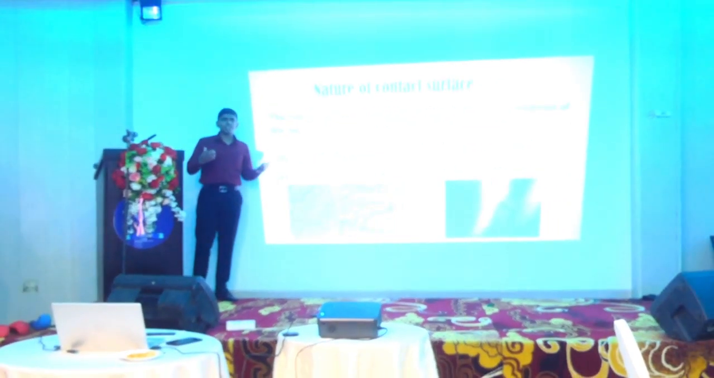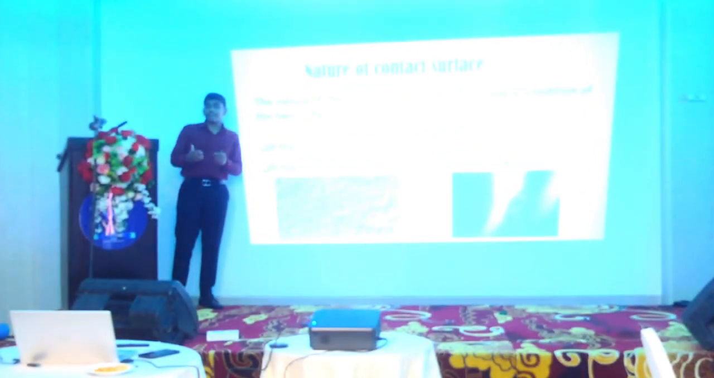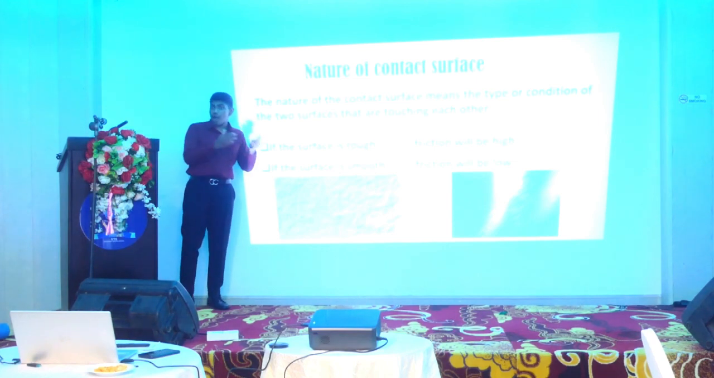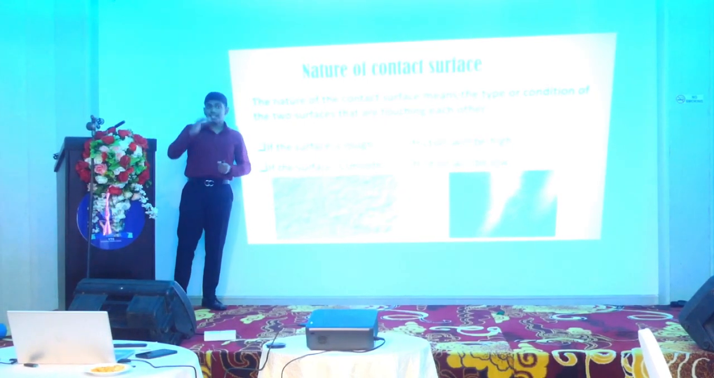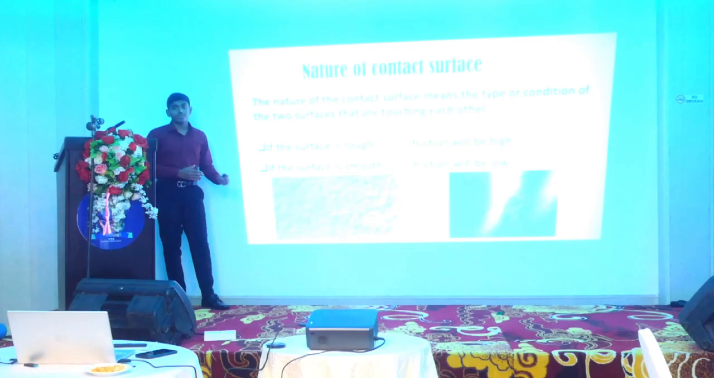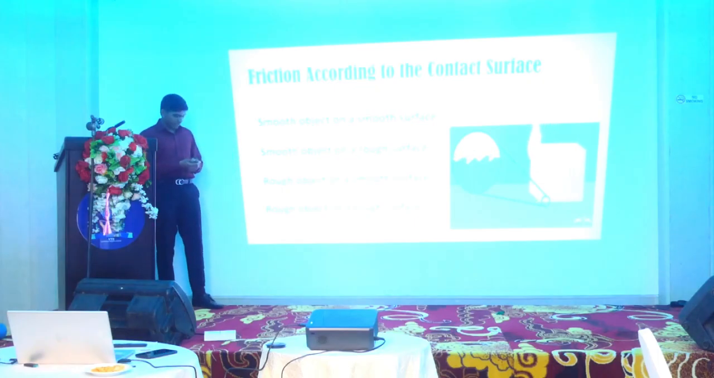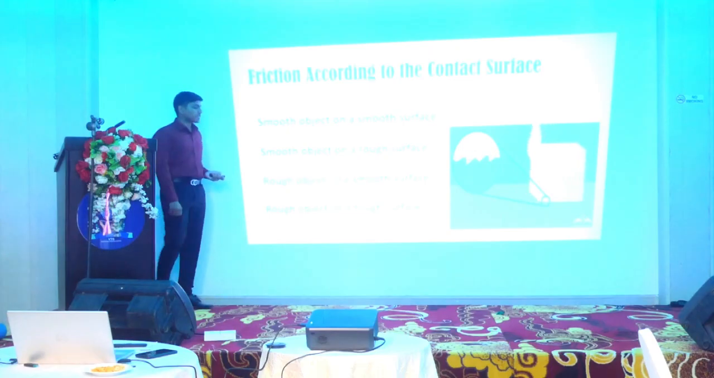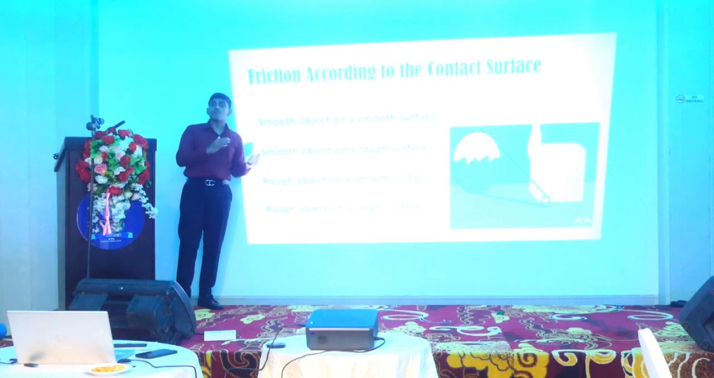So what does nature of contact surfaces mean? It means the type or the condition of the surface where friction occurs. In simple words, whether the surfaces are rough or smooth. Accordingly, if the surfaces are rough, friction will be high, and if the surfaces are smooth, friction will be low. So according to the nature of contact surfaces, there are four possible cases: smooth object on a smooth surface, smooth object on a rough surface, rough object on a smooth surface, and rough object on a rough surface. According to these cases, friction changes. So let's see them one by one.